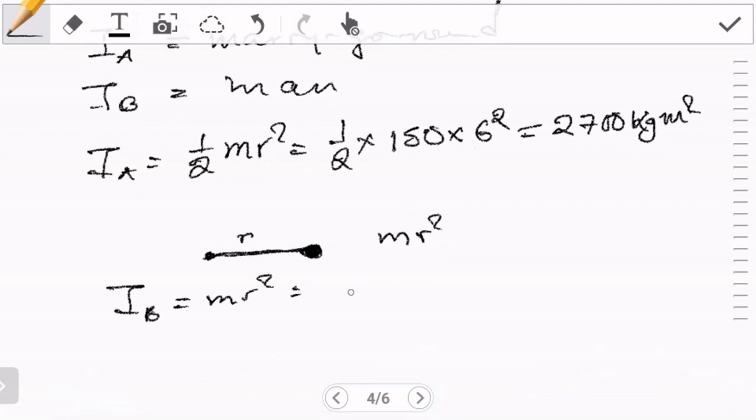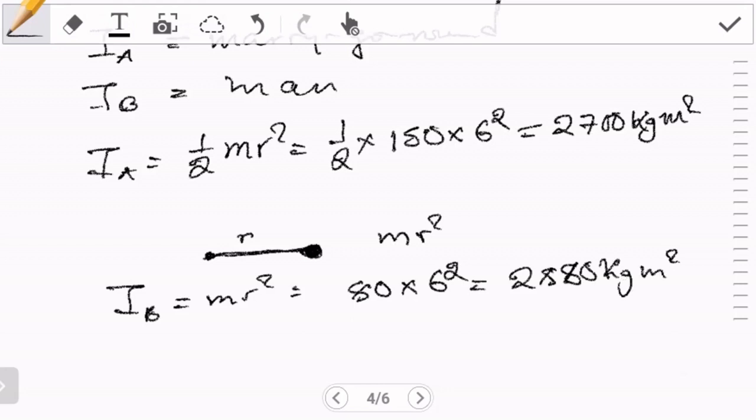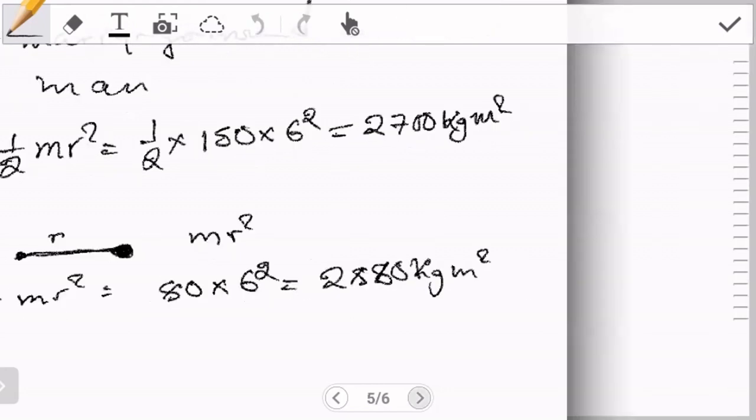This is equal to the mass of the man, 80 kgs, multiplying the radius, that's not 60, that's 6 squared. If we work this out, we get 2,880 kg meter squared. Now, having obtained the moments of inertia for both the merry-go-round and the man, the next part is just the substitution.